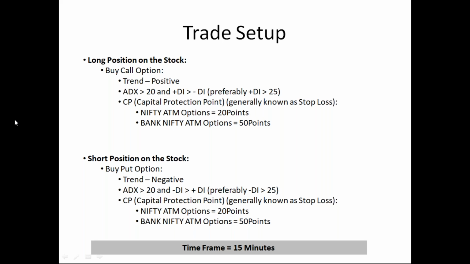Now, similarly, moving on, if you are short on the stock, that is, you have a negative view, you will wait for the super trend to turn negative first. And similar other conditions remain, where minus DI now has to be higher than plus DI, and preferably minus DI should be more than 25. ADX preferred is more than 20, or you can work around with the position sizing, which I just explained to you. Now here also the capital protection point, or what we know as stop loss, remains the same.